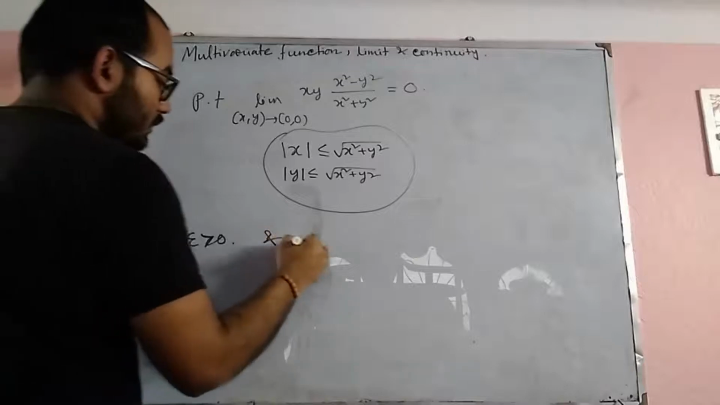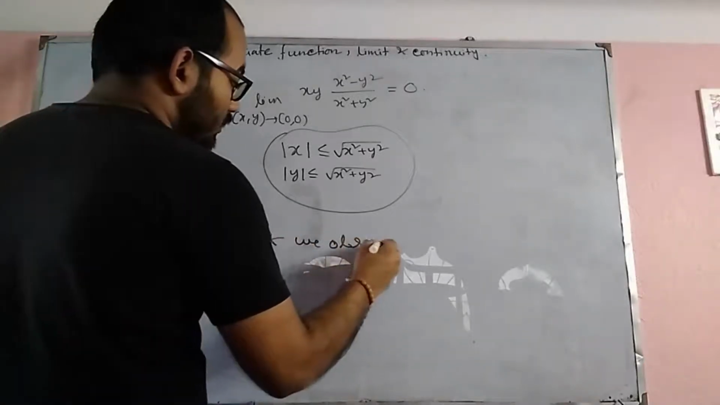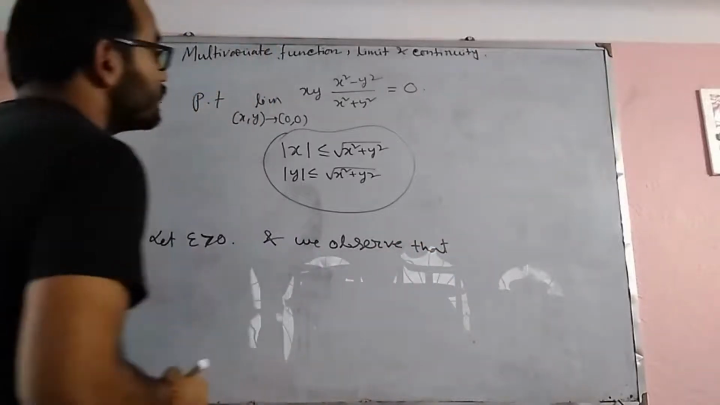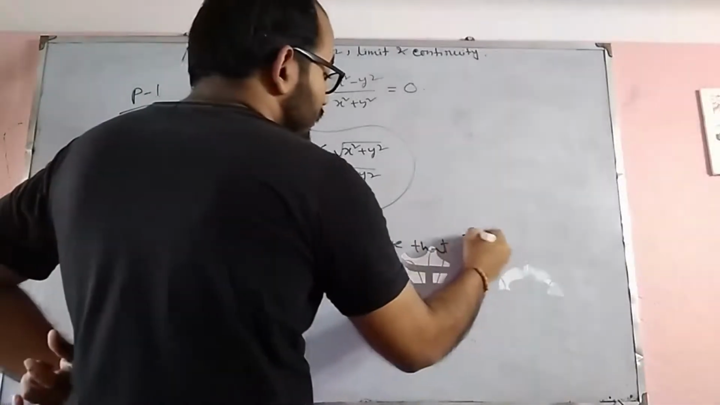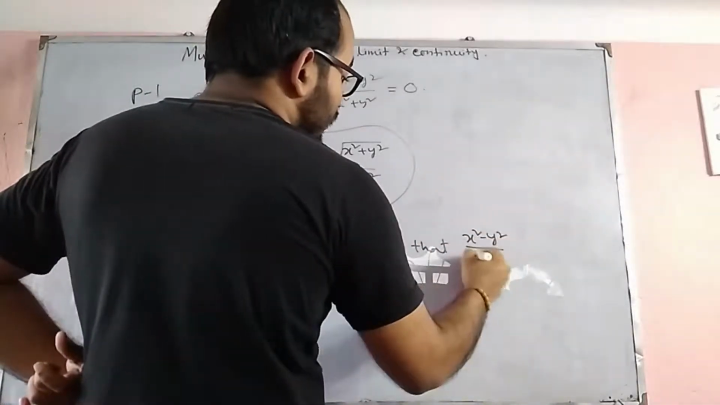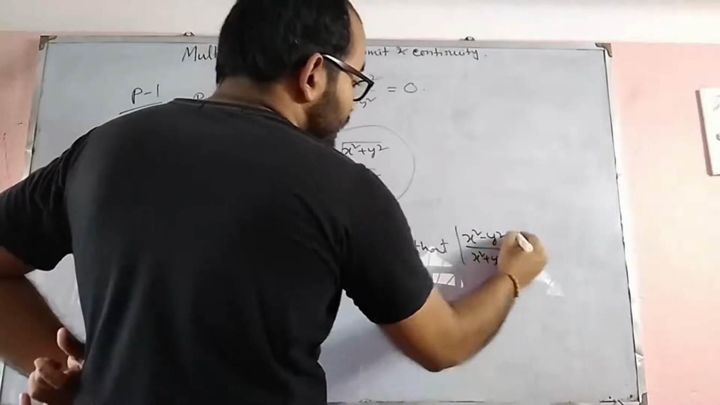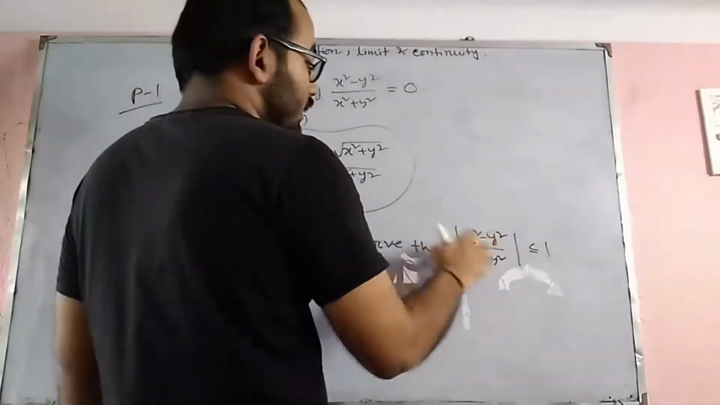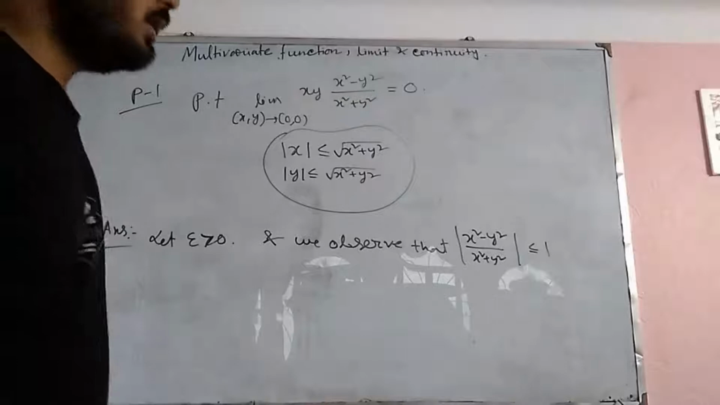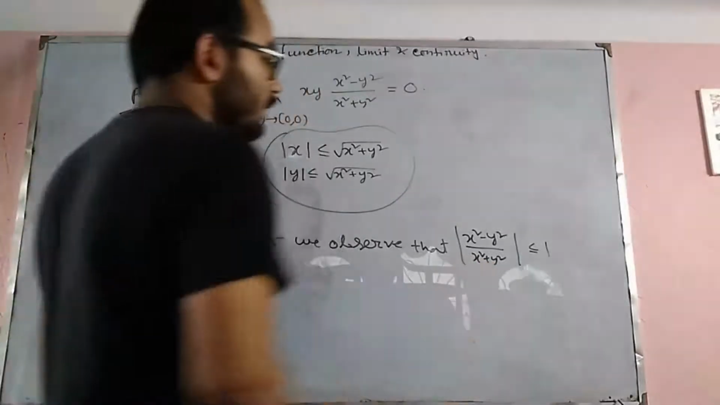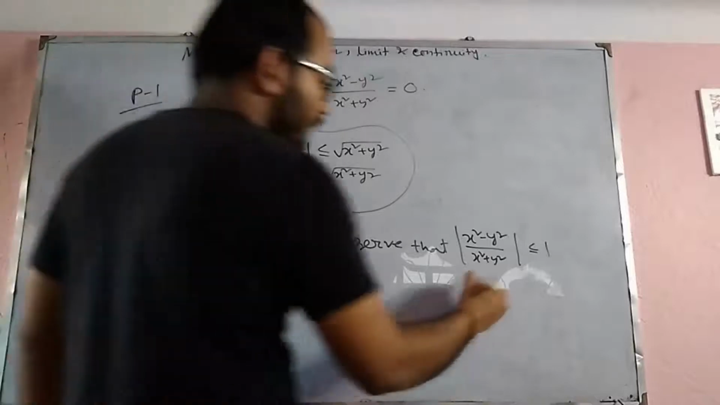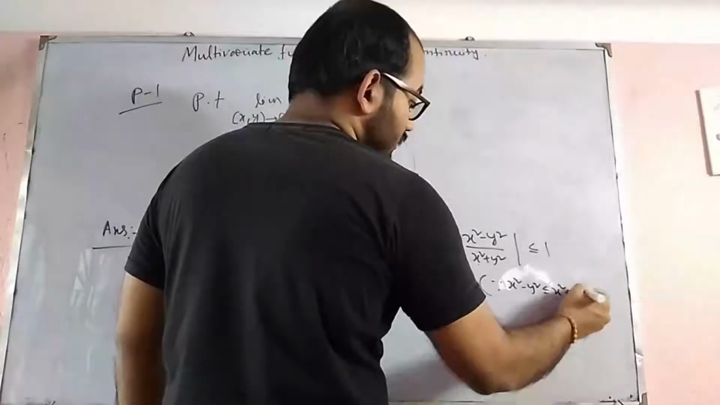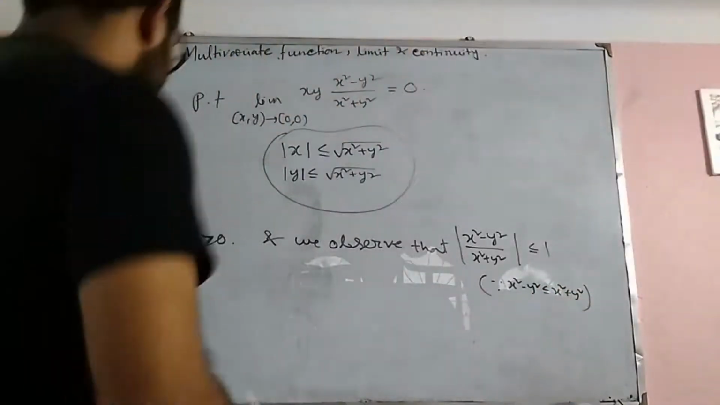And we observe that the modulus of this fraction is always less than or equal to 1, because x square minus y square is always less than or equal to x square plus y square. Now we will apply the definition of the limit.